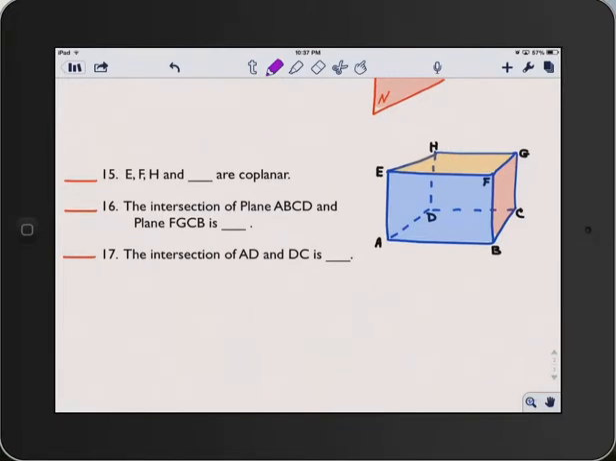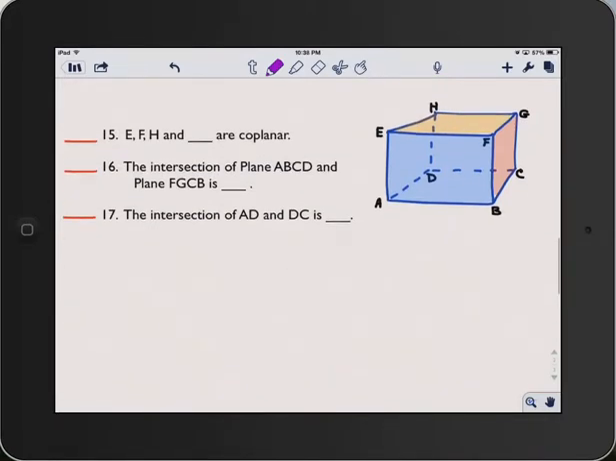Next set of questions. One more diagram. Points E, F, H, and one other point are coplanar on the same plane. Point G answers that question because all of those points are on the ceiling of the box or the top of the box. So therefore point G is the answer there.